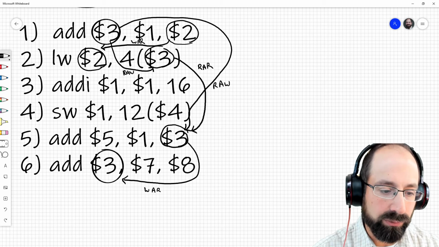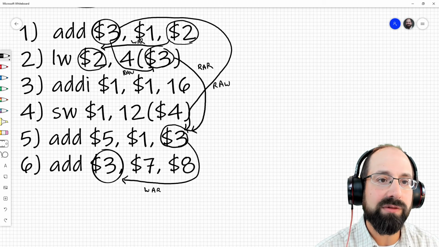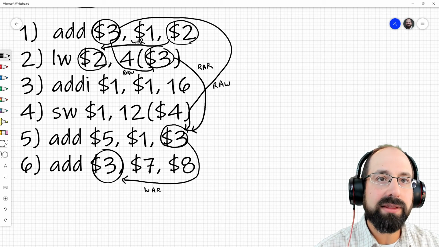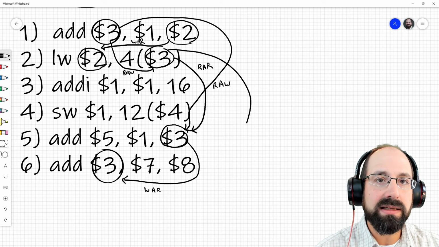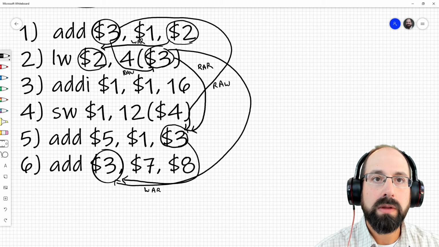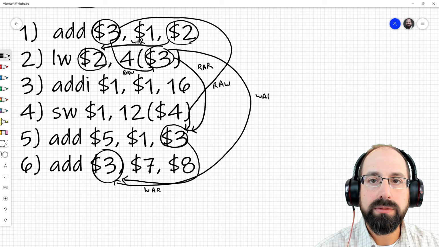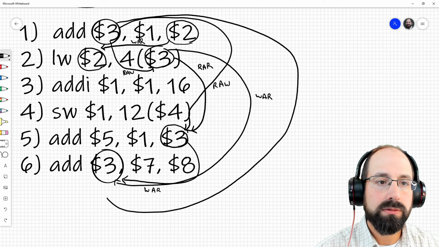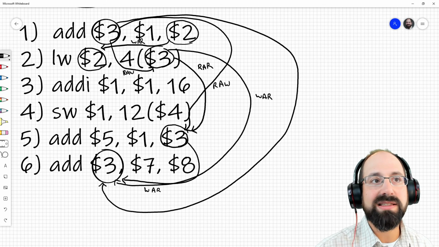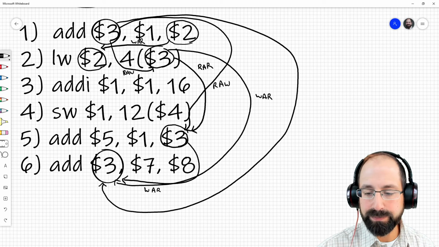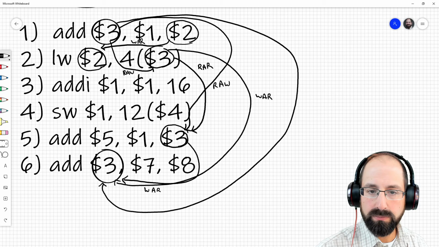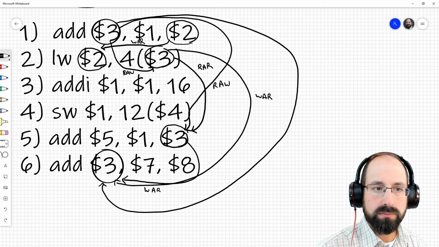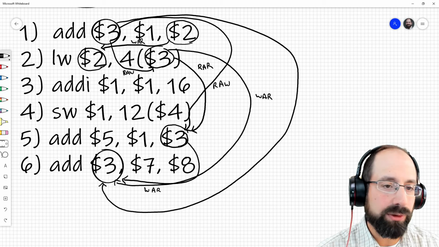And same with the write after write dependencies that we have here. But there's more, right? Just looking at 3, any pair of 3 is a dependency. That's also a write after read. And finally, for register 3, what is that dependency between line 1 and line 6? Yep, and that's a write after write dependency for that one.